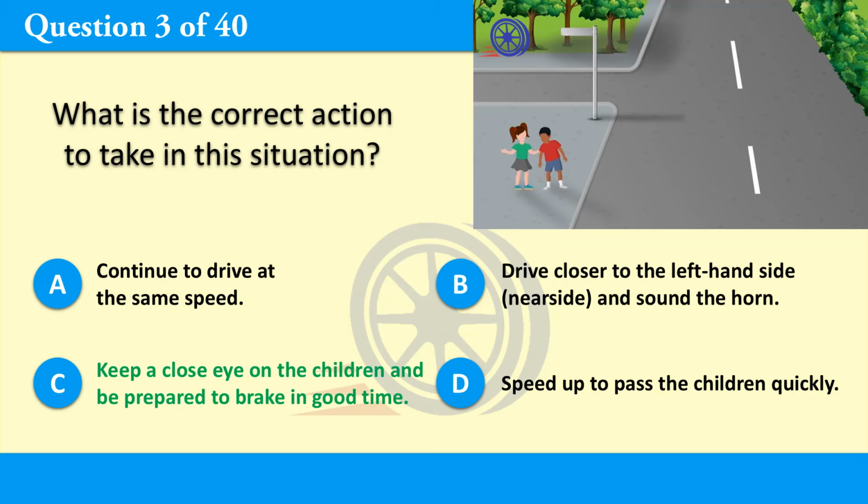Correct answer, C. Keep a close eye on the children and be prepared to brake in good time. Explanation: because it is difficult to predict children's behavior, you should always be prepared to react to a change in the traffic situation or to stop.